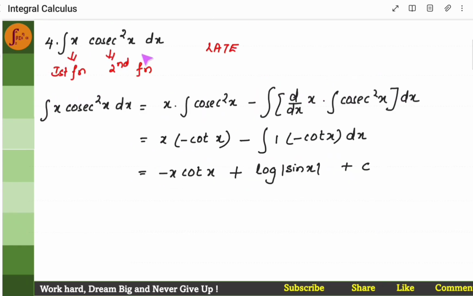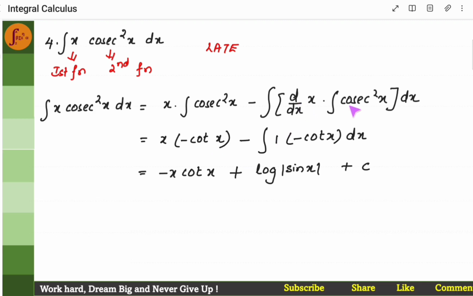Similarly, let's take this particular problem. Same as the earlier problem. Here we have cosec square. Earlier we had secant square. Now we have cosec square. Again, we take x as the first function and cosec square as the second function. You take the first function into the integral of the second function, which is cosec square, minus the big integral, derivative of the first function, which is x, and then into the integral of the second function, which is cosec square x, and then dx. So the integral of cosec square is minus cot x.